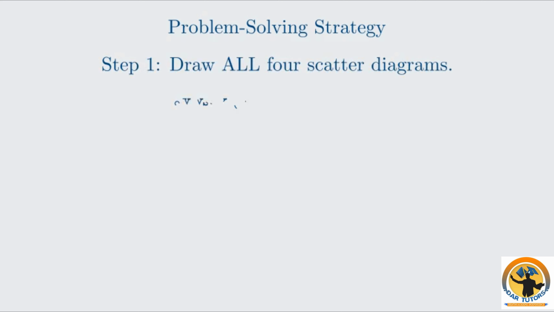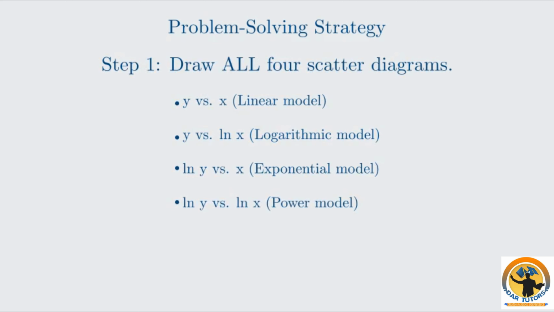Step 1 is the most crucial. Draw all four scatter diagrams. Plot y versus x, y versus ln x, ln y versus x, and ln y versus ln x. Visually inspect these four graphs. In most cases, one of them will appear significantly straighter than the others. That linear-looking plot tells you which model is appropriate.